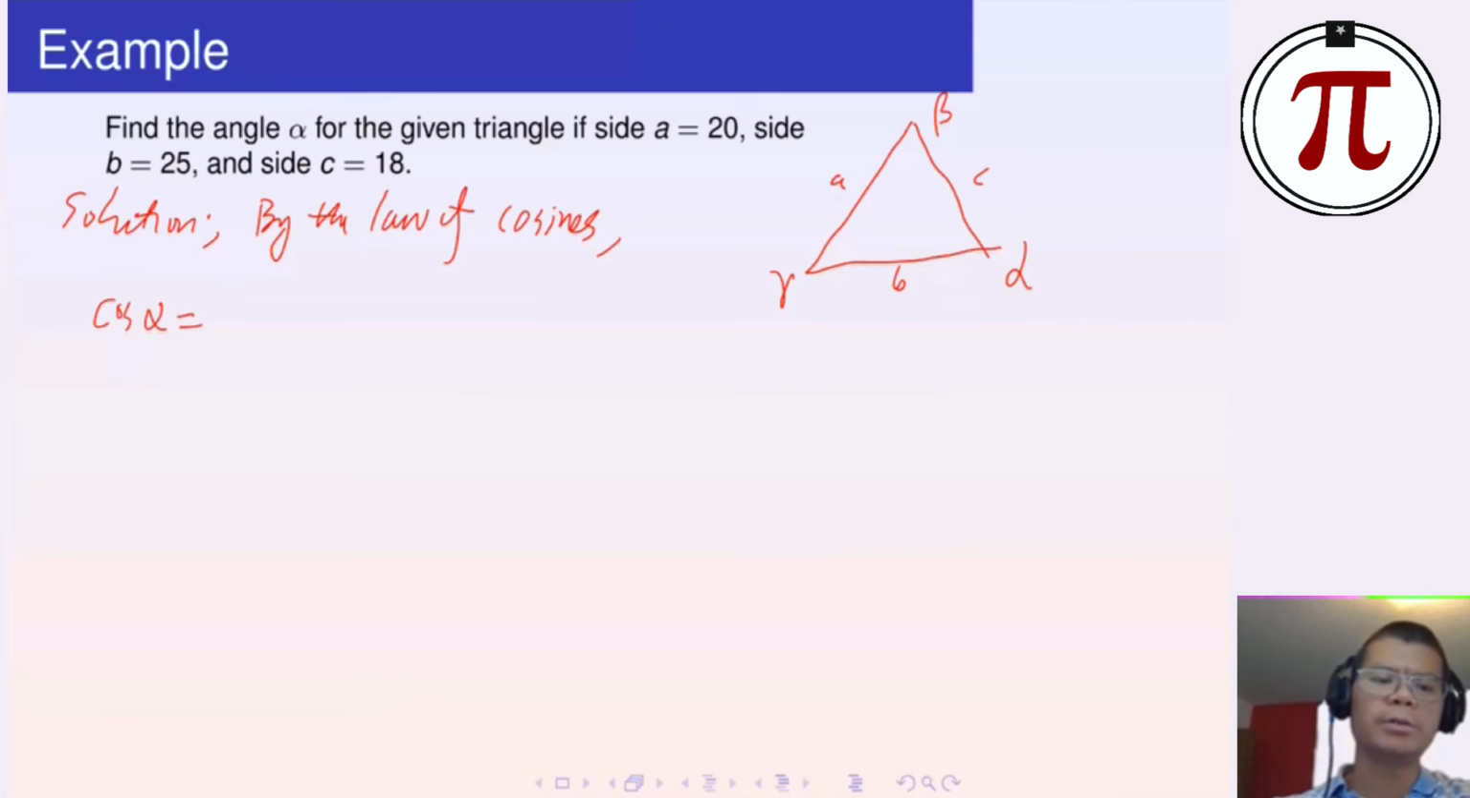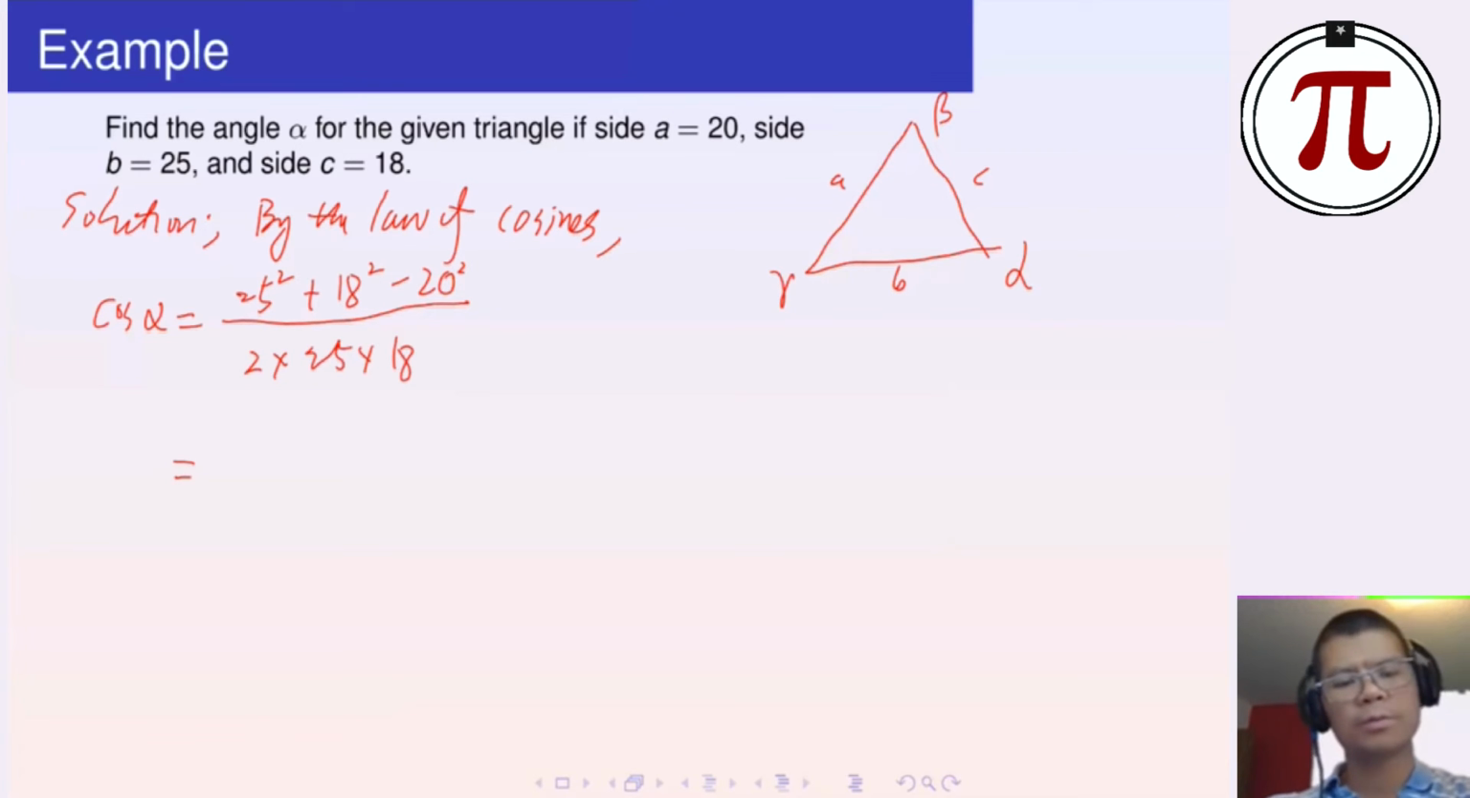All right, cosine alpha equals b squared, 25 squared, plus c squared, 18 squared, minus a squared, 20 squared, over 2 times 25 times 18, which equals, all right, now do that again, right? So see if you can get this one right. In the parentheses, all right, be careful.